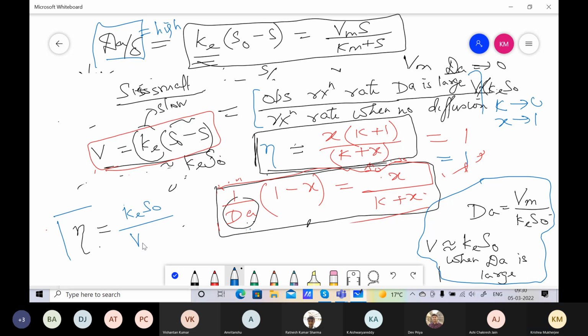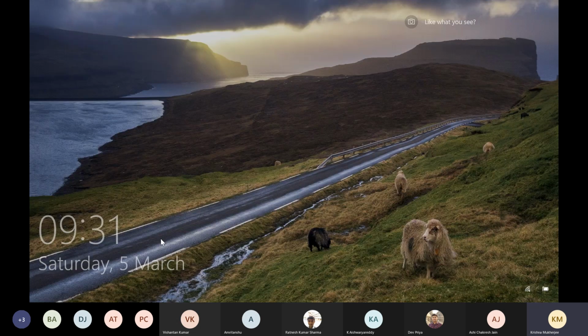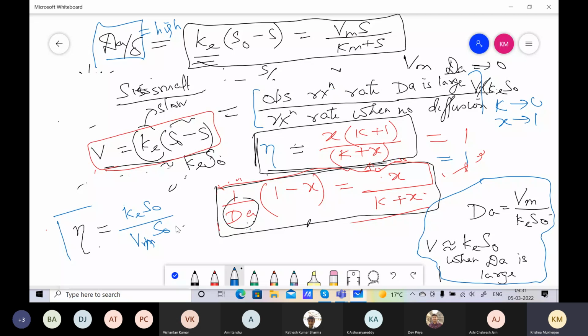Vmax S naught upon Km plus S. And this is what? This is 1 by dA, I hope you realize this. So tell me, efficiency is 1 by dA, and this Km plus S naught upon S naught comes up on top. Right? Yes, sir. That is kappa plus 1. This is kappa plus 1.